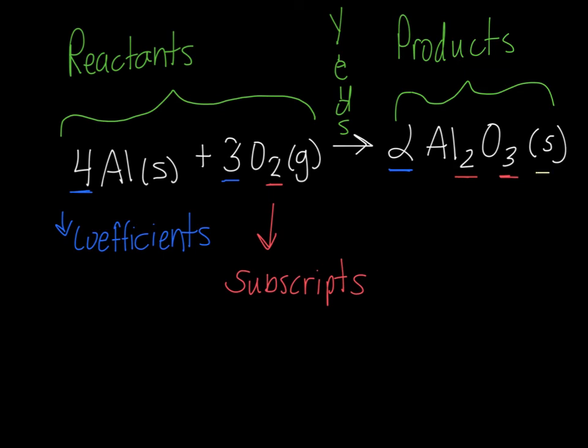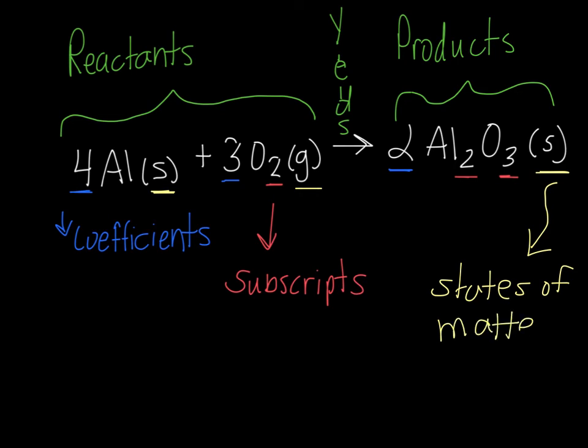And last we have the phases. The letters in parentheses tell you the states of matter, or the phases of matter, of each of those molecules. So aluminum is a solid, oxygen is a gas, and Al2O3 is a solid. And that's all we need to know for today.